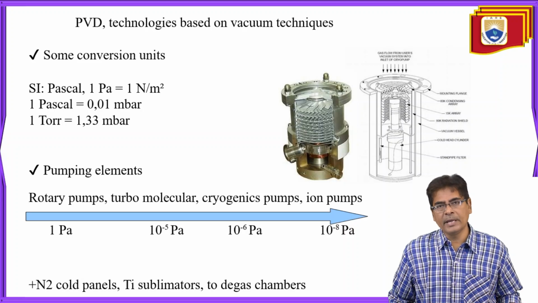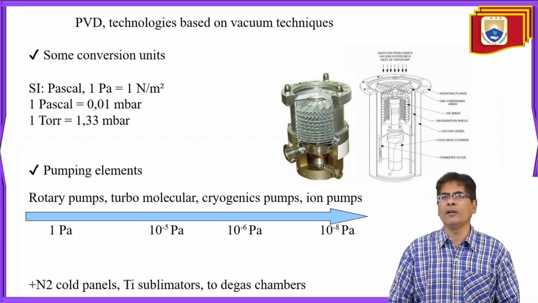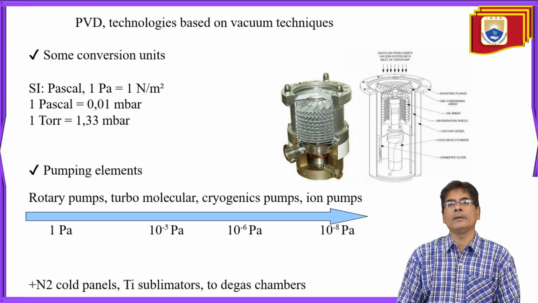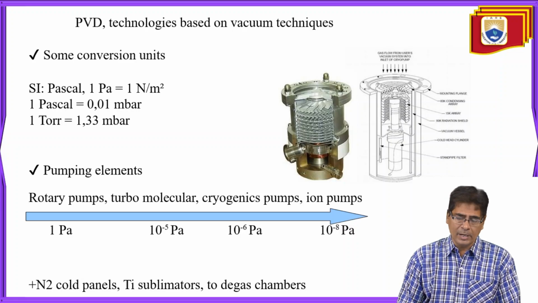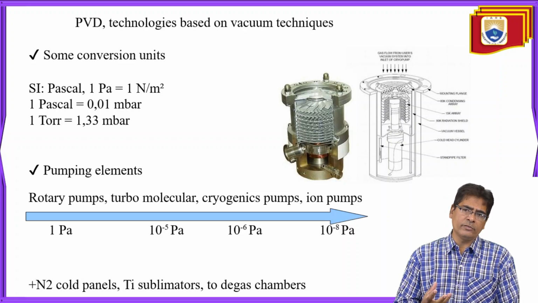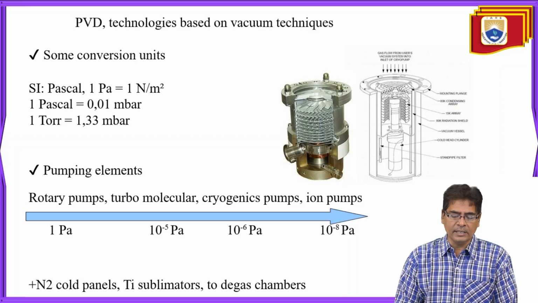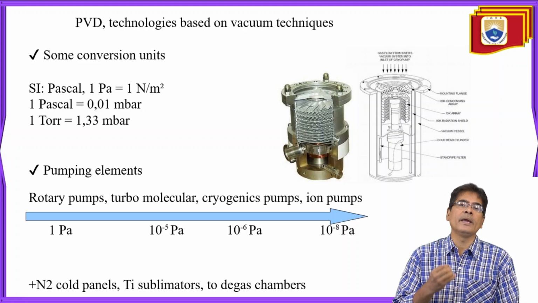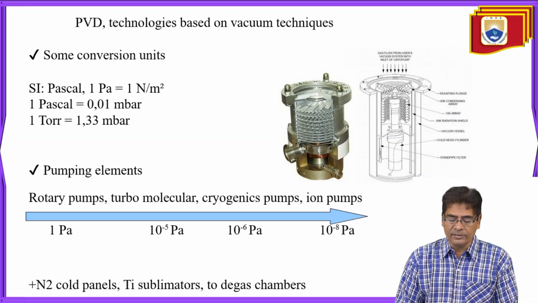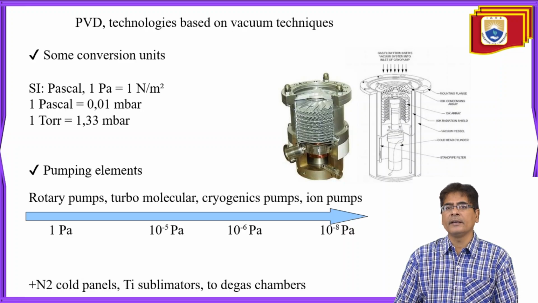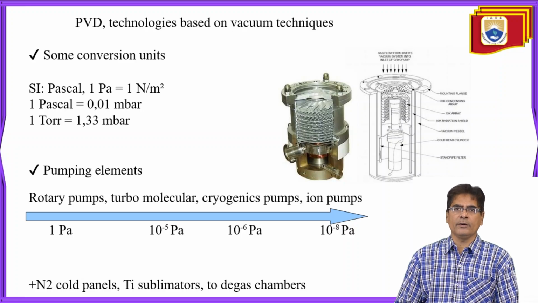And for the pumping elements that we require in PVD processes like sputtering, we require different types of pumps, like rotary pumps and diffusion pumps, with which we can get high vacuum. The rotary pump pumps out the normal atmospheric gases, and we have turbomolecular pumps, cryogenic pumps, and ion pumps, whose pressure varies from 1 Pascal to 10 power minus 5 Pascal and 10 power minus 6 Pascal, which is considered high vacuum, and 10 power minus 8 Pascals, plus N2 cooled panels and titanium sublimators to degas the chamber. So these are the PVD technologies based on vacuum techniques.